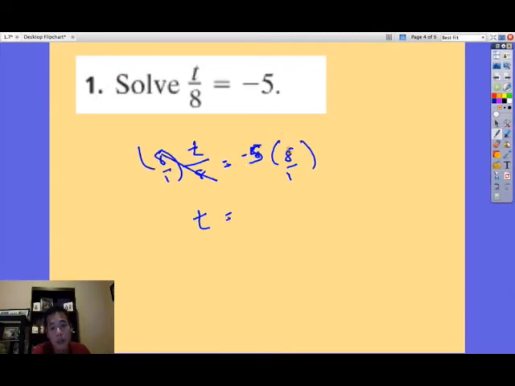Negative 5 groups of 8, negative times a positive is negative 40. This one you really don't have to check with the calculator. You can if you want, but you know that a negative 40 divided by a positive 8 will definitely give me a negative 5.